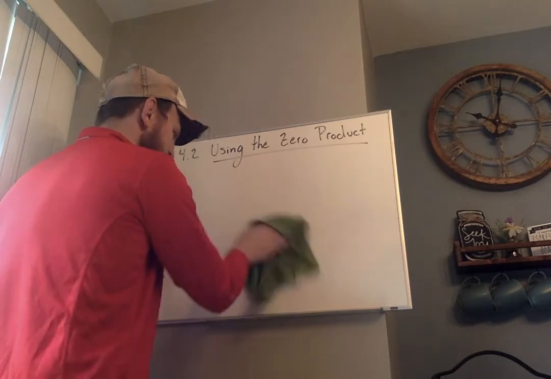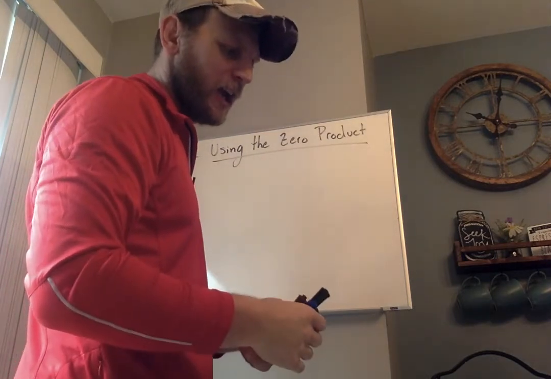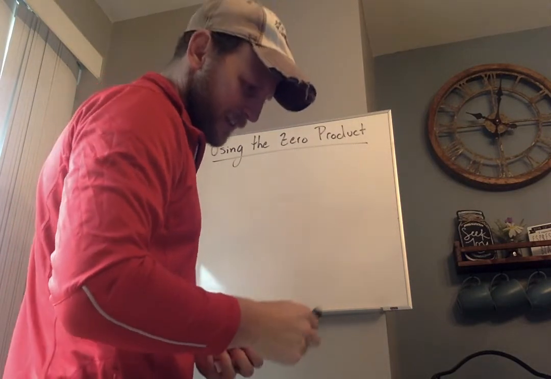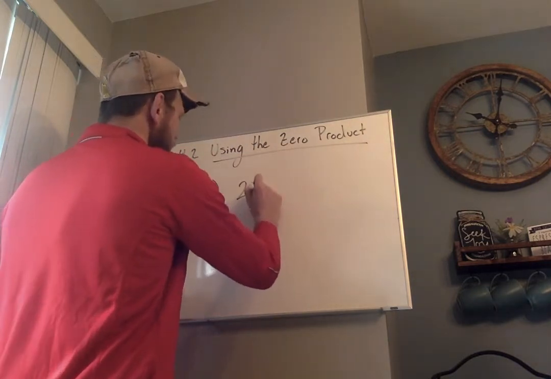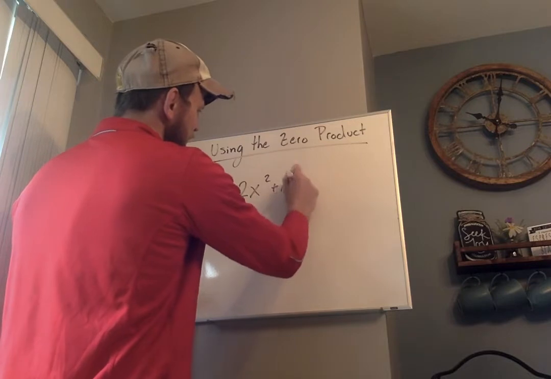All right. Shannon, can you read number 5 to me? Thanks. 2x squared plus 10x equals 0.